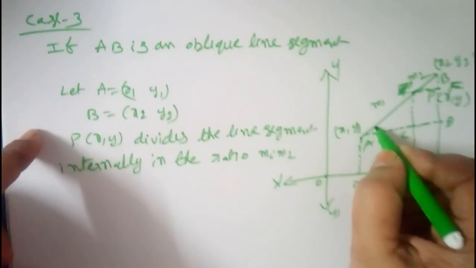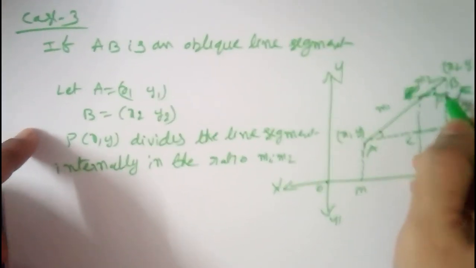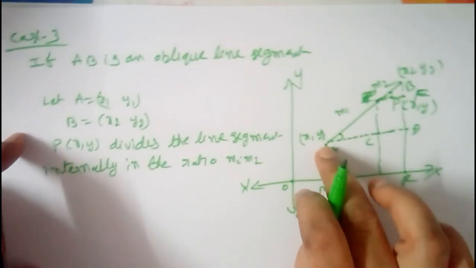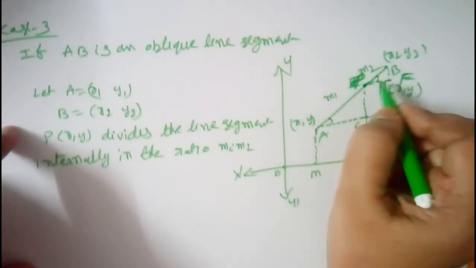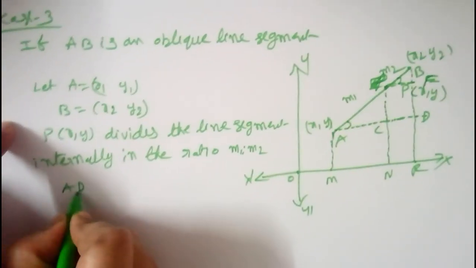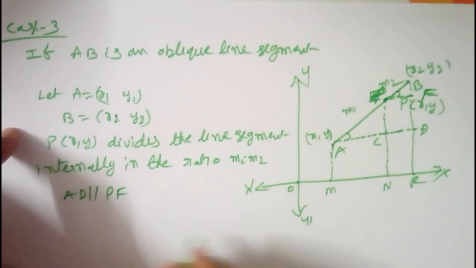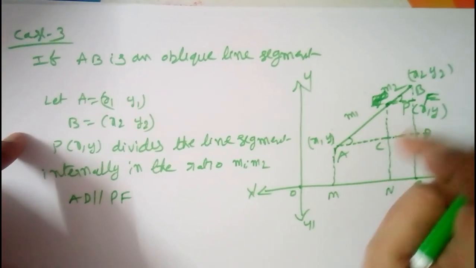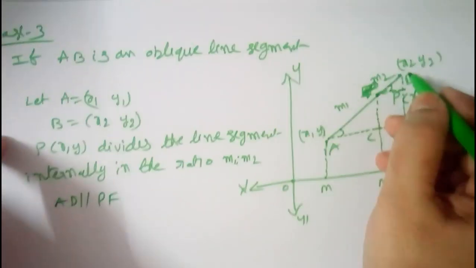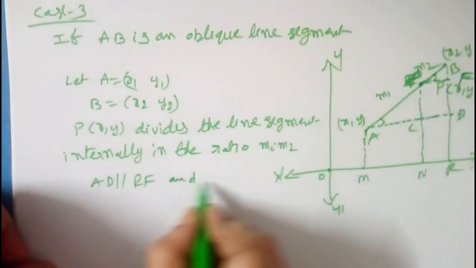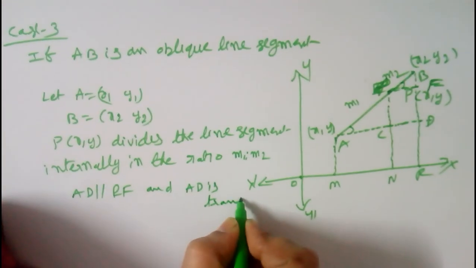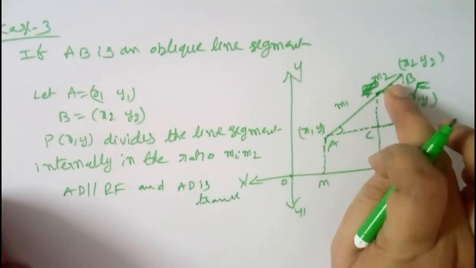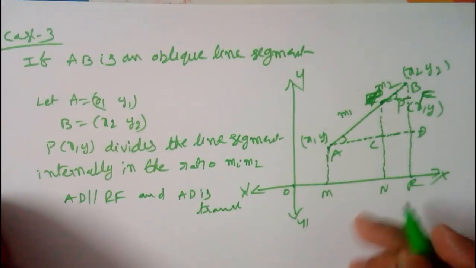See, angle A is equal to angle P, corresponding angles, because AD is parallel to PF, and AB is a transversal. Then angle A and angle P are the corresponding angles.